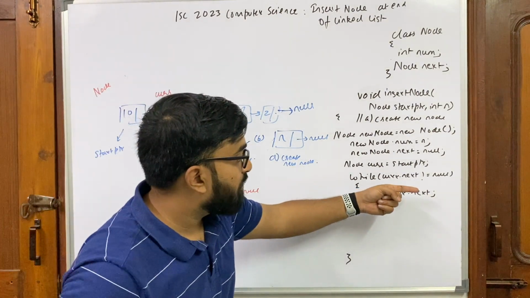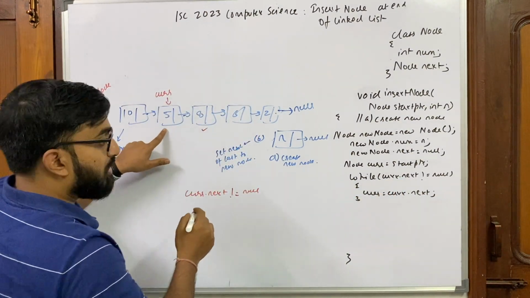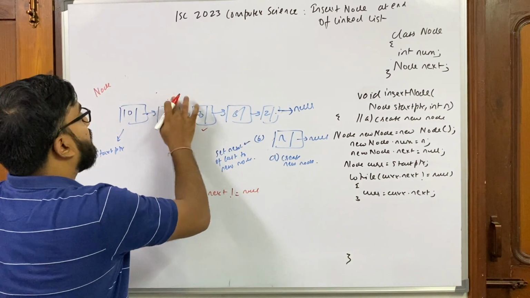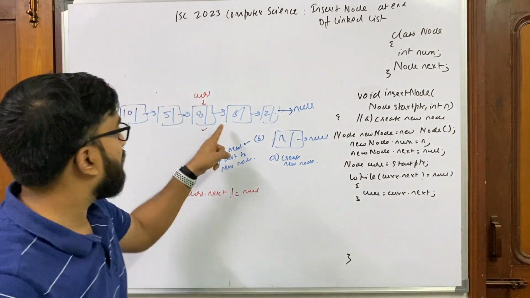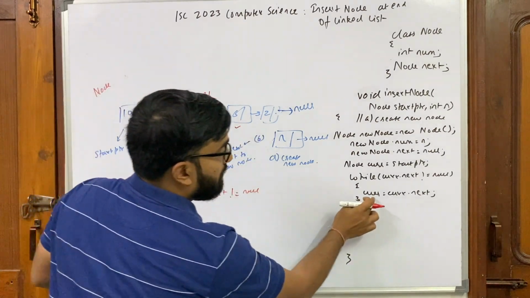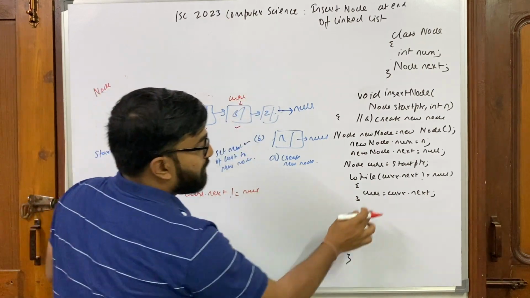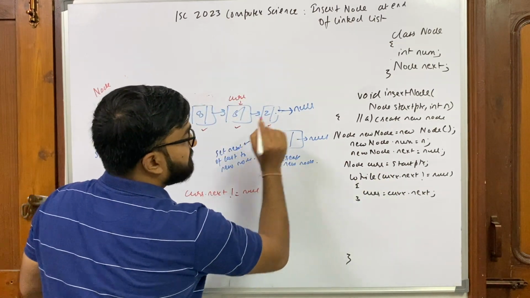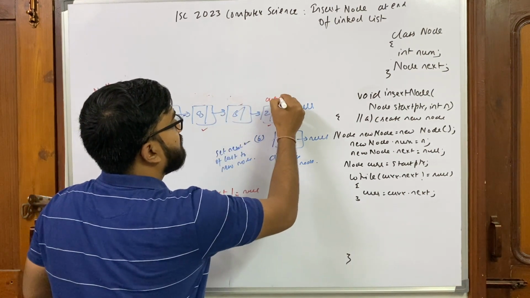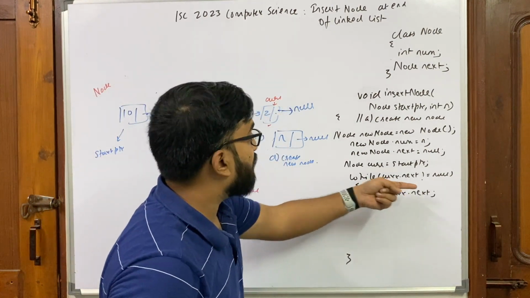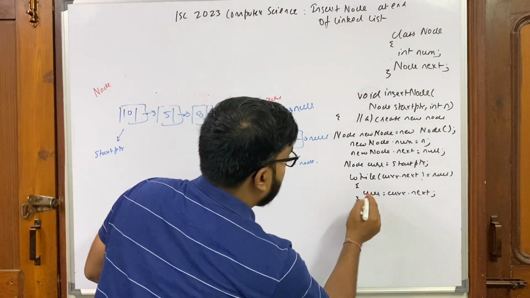You go back to check the while loop condition. Current dot next is not equal to null. Current dot next is this, not null, okay? You do this again. Current is current dot next. Current moves here, okay? Again you check this, current dot next is not null, true. Current is current dot next, current now moves here, okay? You check this again, current dot next is not null. You do current is current dot next, current now moves here. Current dot next not equal to null is false for this last node, okay? This is the last node, so this loop breaks.